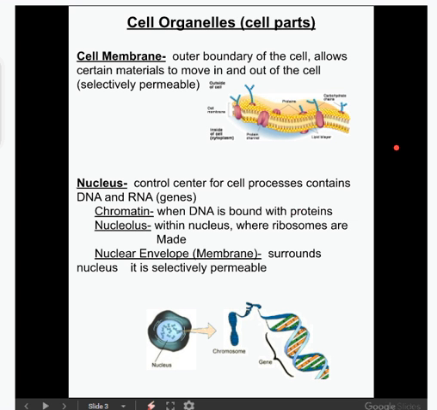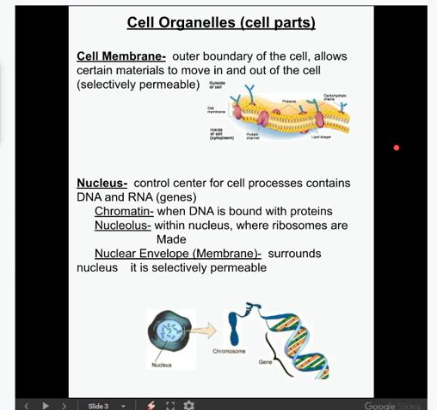I will tell you this. It would be very helpful, and I'm strongly recommending that you create flashcards for your scientists and that you create flashcards for your cell organelles. It is a major part of what this particular unit is about.